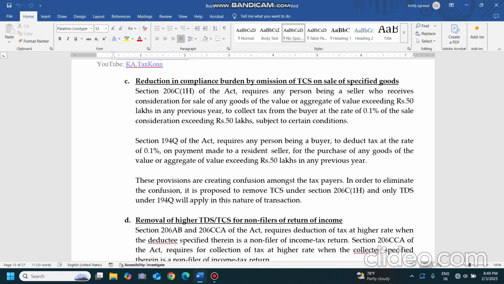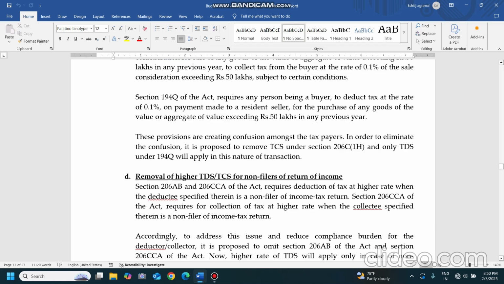In order to avoid this ambiguity, section 206C(1H), which is the TCS compliance in respect of the seller, has been removed, and only TDS will be applicable in case of such transactions. If any sale of specified goods is there, then only the buyer is required to deduct TDS at the same rate and the same quantum, that is 0.1% on the amount exceeding 50 lakhs. This criterion is not changed. Other criteria have changed: the TCS has been removed.